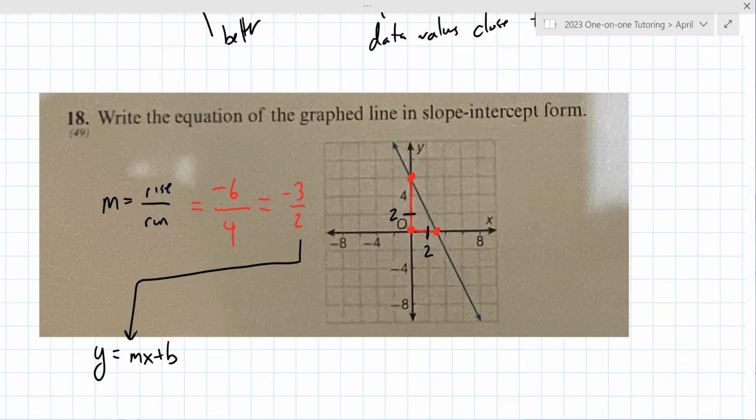Okay, so y equals -3/2 x plus 5. It's not going up by 1. It's going up by 2. Oh yeah, still 6. Yes. There you go.